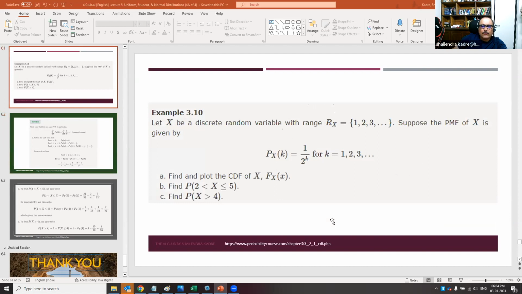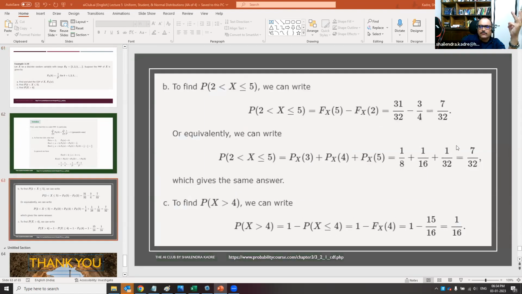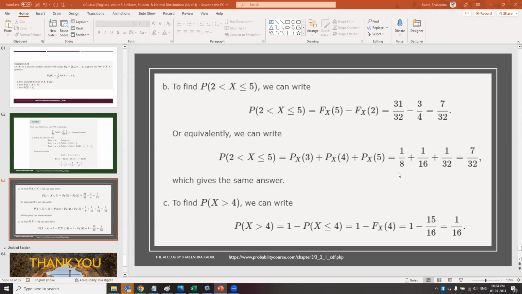Now B part. So B part is to find the probability of x lying between 2 and 15. So we calculated, x will take values 3, 4 and 5. So B we have already solved, and C we have already solved it. Or equivalently, it will be equal to P(x=3) plus P(x=4) plus P(x=5). It will be 1 upon 2 to the power 3 plus 1 upon 2 to the power 4 plus 1 upon 2 to the power 5. Got it? So 2 and 3, 4, 5. Got it? Yes, sir. Jignesh? Yes. Amit, got it? Yes, sir.